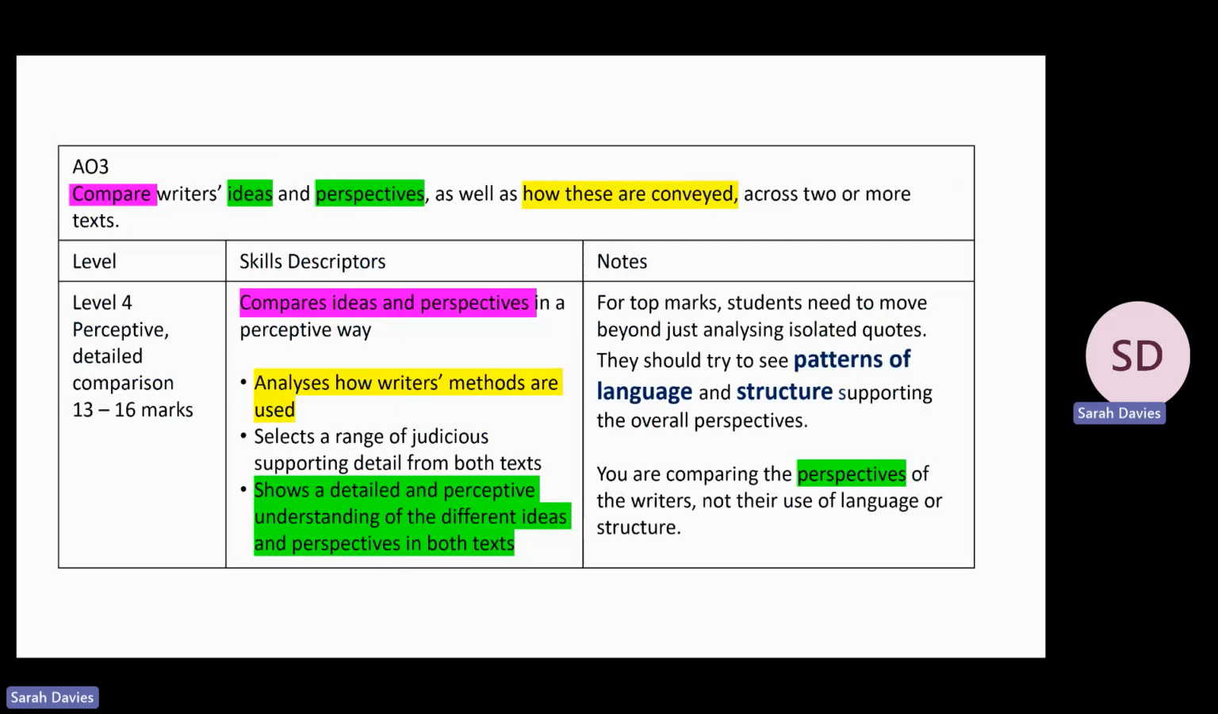It always talks about this idea of selecting a range of judicious supporting detail. What that basically means is, are you using a range of quotations to support your interpretation, which is so important to do. It's that evidence trail that we need to be providing.